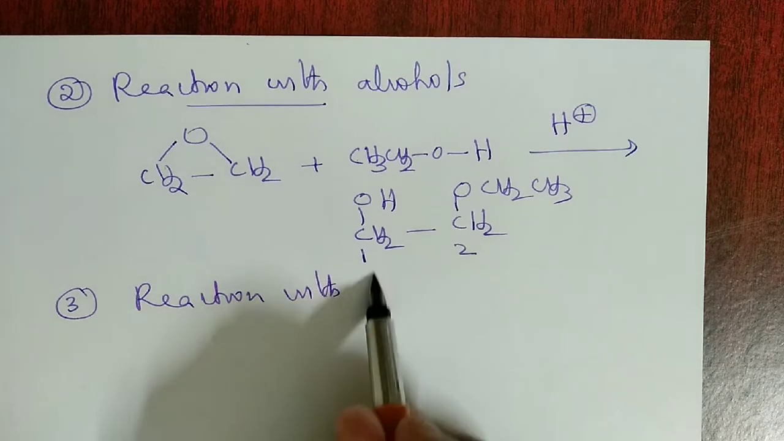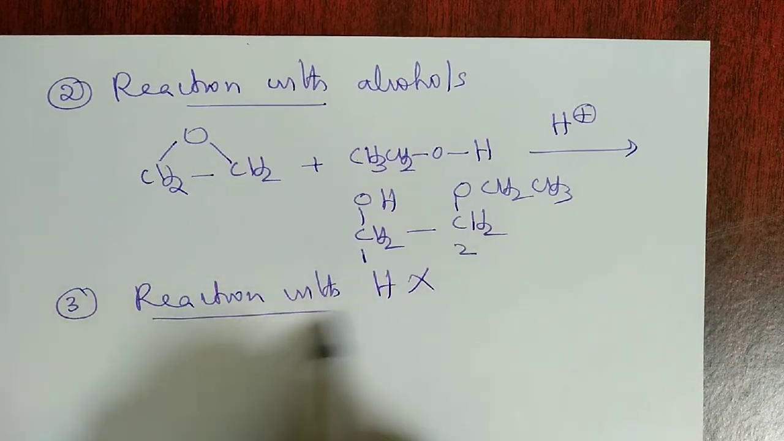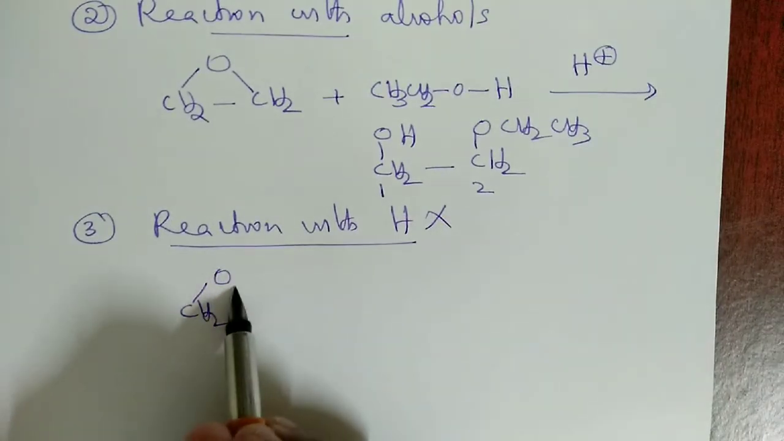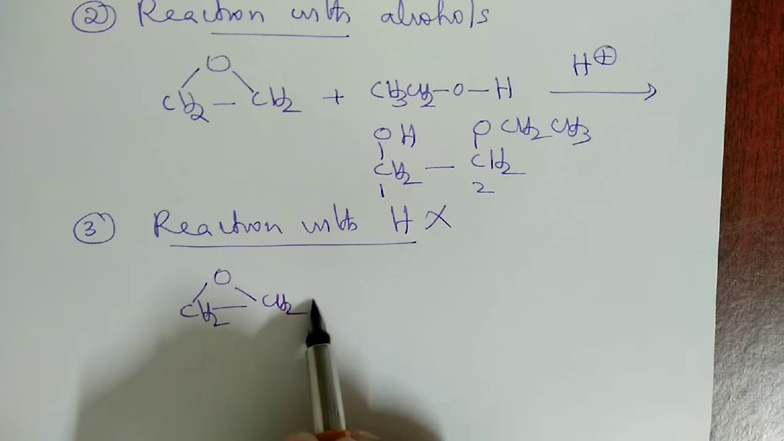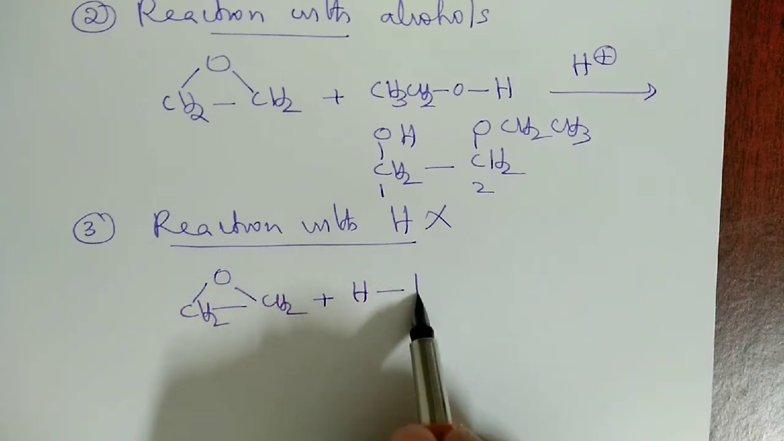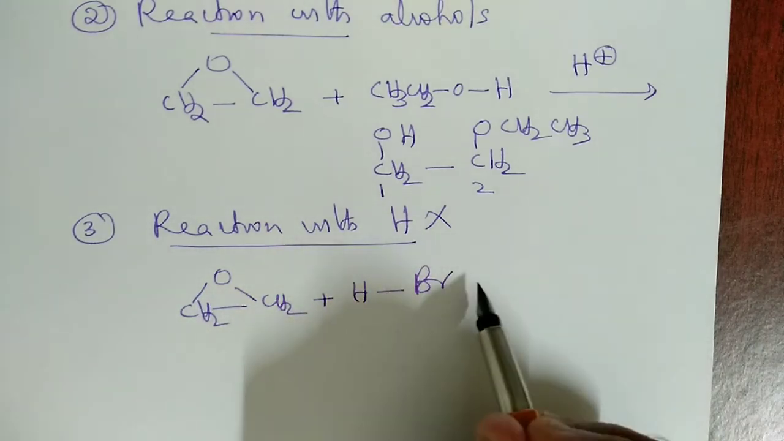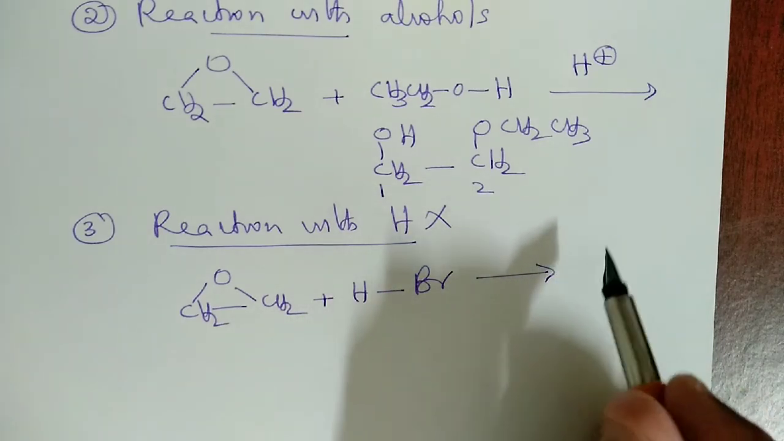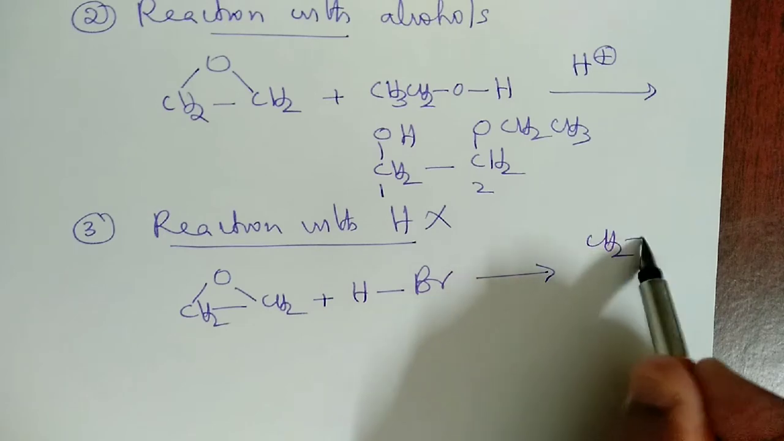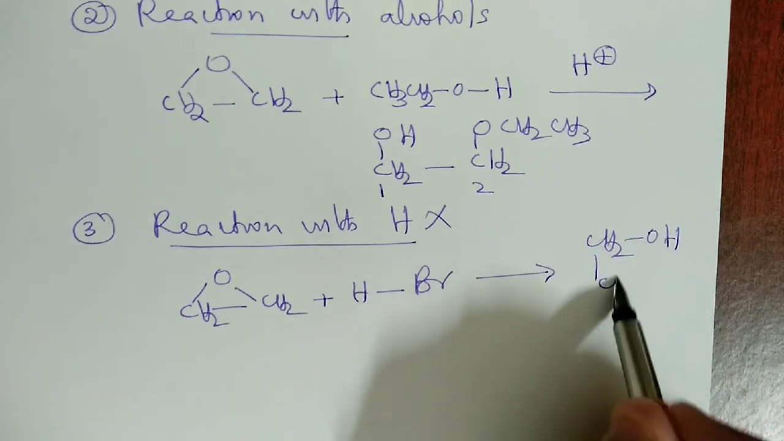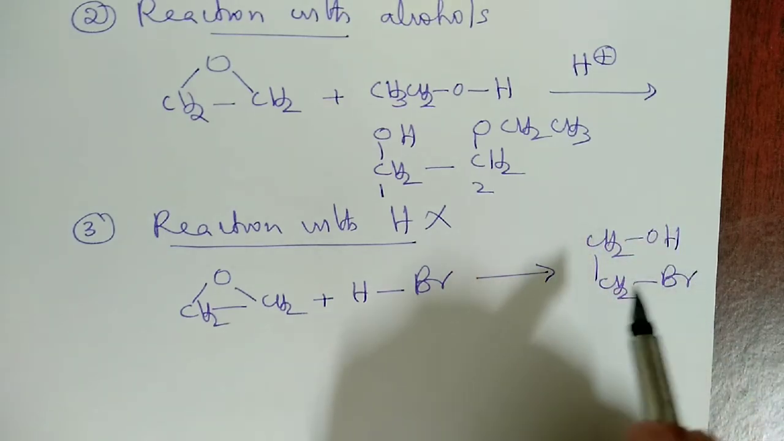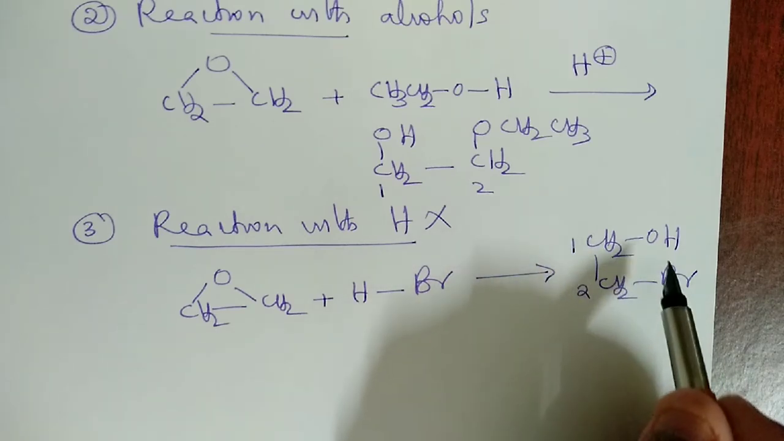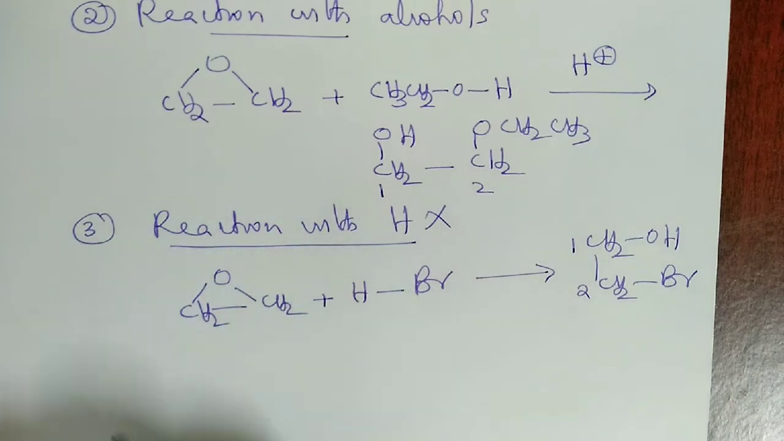Reaction with hydrogen halides. Ethylene epoxide on treating with hydrogen halides like HCl, HBr, etc. to form corresponding halohydrin, CH2OH, CH2Br. This compound is ethylene bromohydrin or 2-bromoethanol.